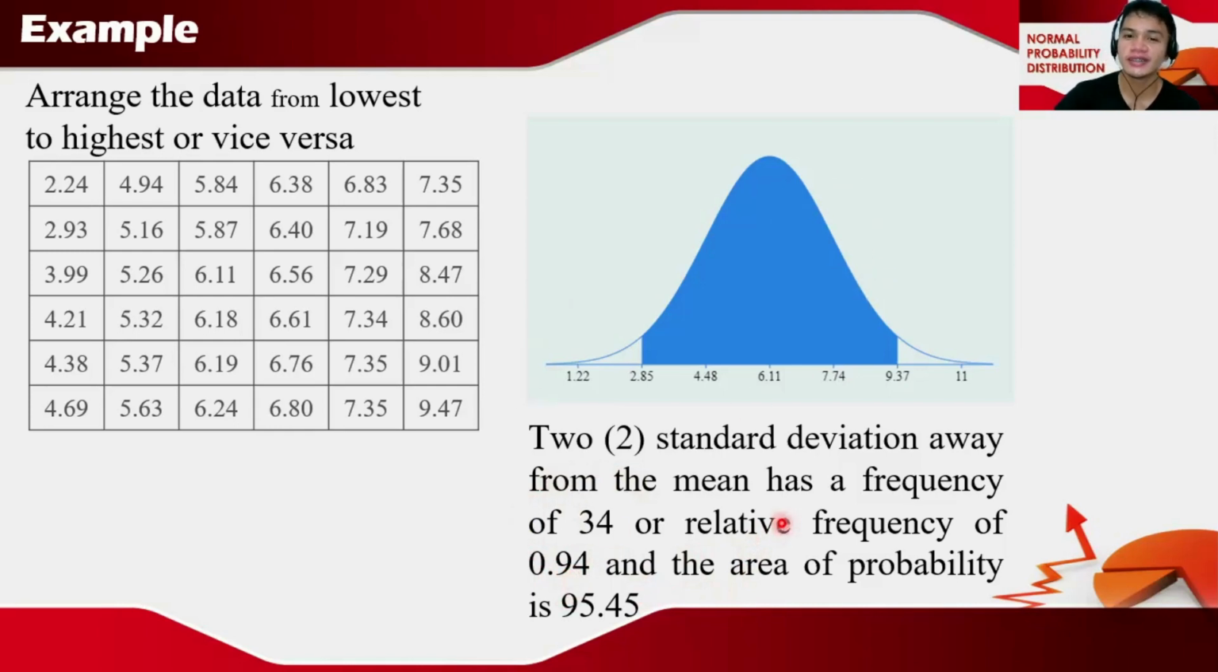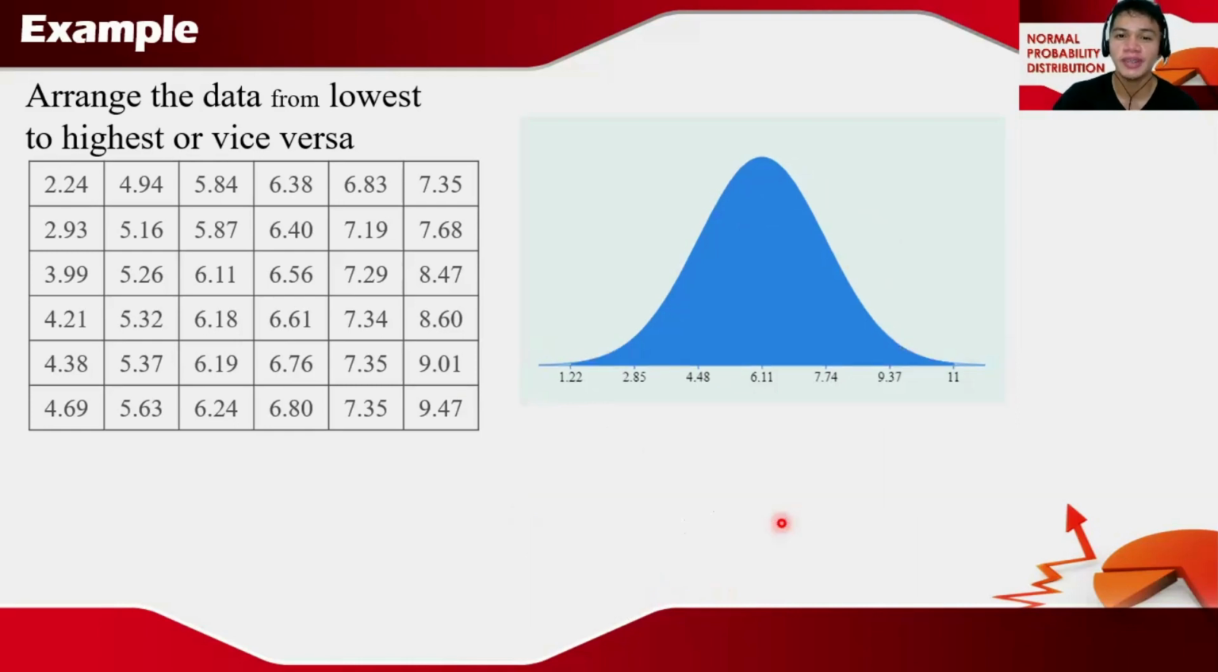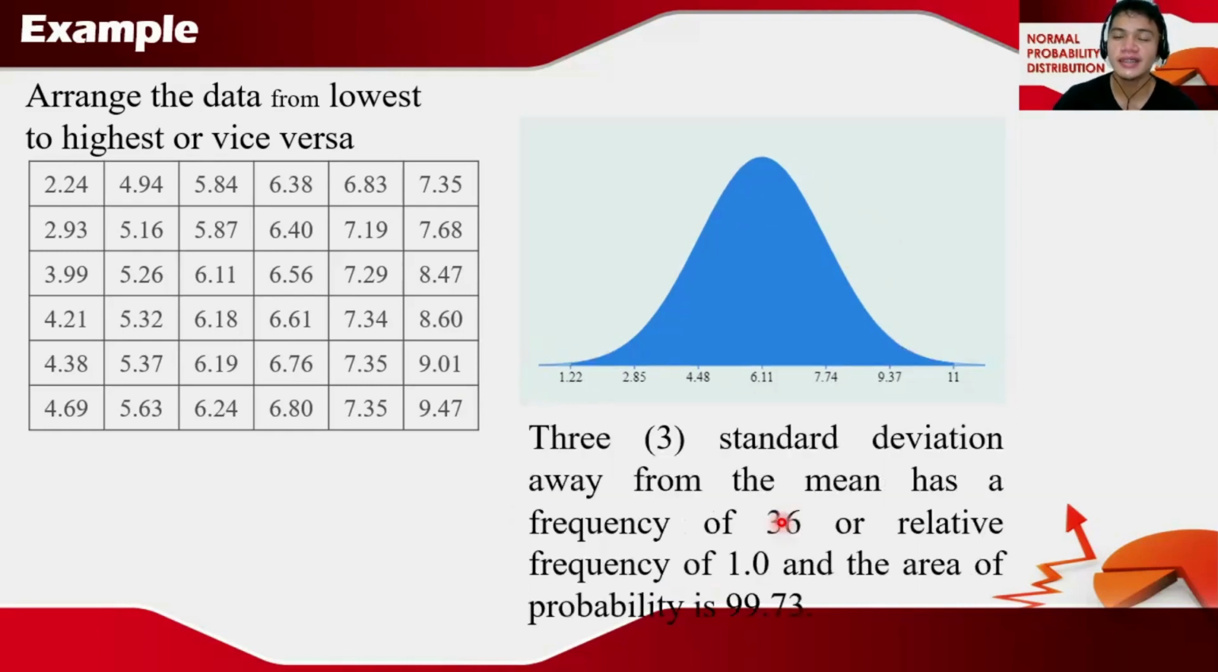And for the three standard deviations away from the mean, it gives us 36 or a relative frequency of one, because now we will consider all the values since the range is 1.22 to 11. And it will give us a probability area of 99.73.